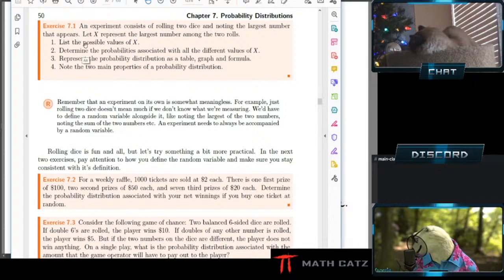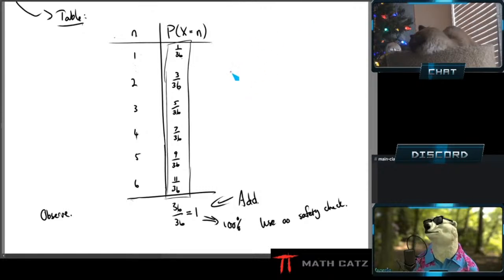Alrighty, let's go back and just double check. Represent the probability distribution as a table, graph, formula. Okay, we're not going to do formula because we don't need it. It's coming from an older version where I did way more counting and then formulas are kind of necessary. Let's graph it.